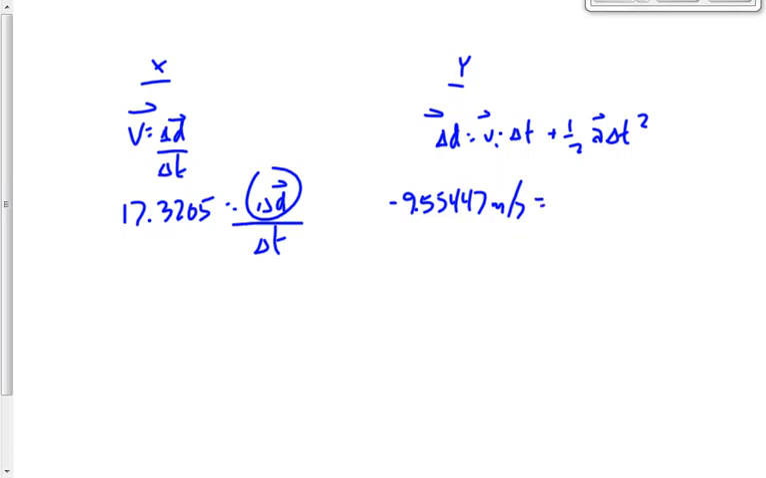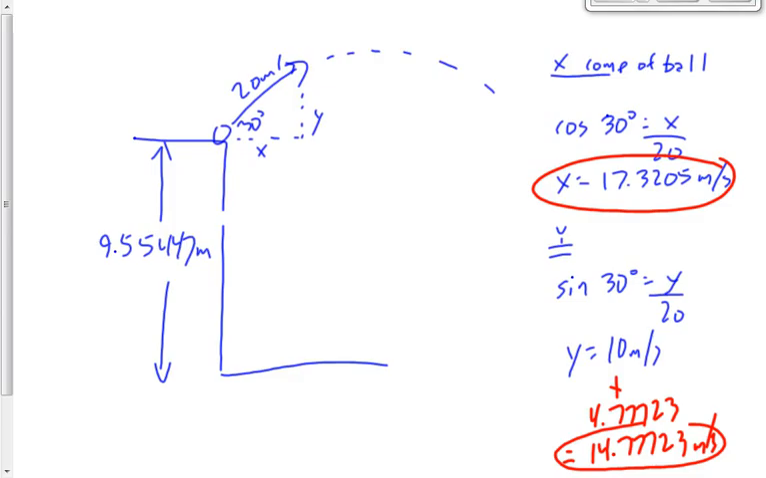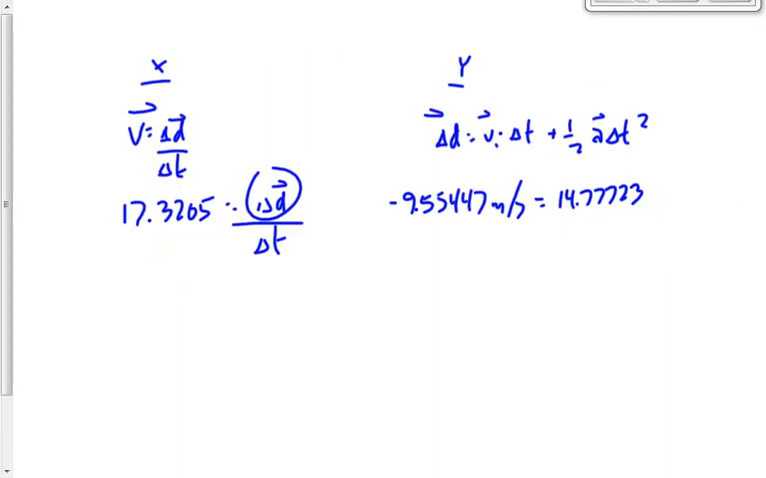The initial y velocity is 14.77723. Why? Well, because it was thrown at 10 meters per second y component, but the elevator was already moving at 4. So those combined gave the ball an initial velocity y component of 14.7. Multiply that by t plus 1 half of negative 9.81, because once the ball is thrown, it's only gravity acting, times t squared. Now that's a little bit ugly solving for t.